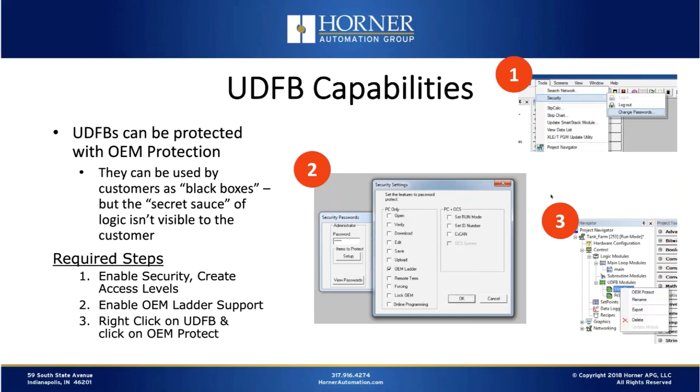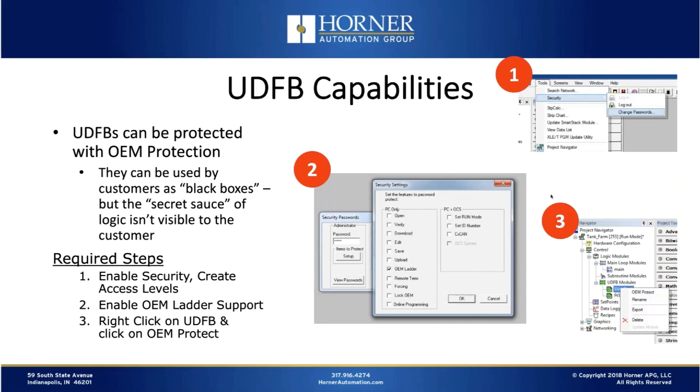So OEM protection is a feature that's been in Cscape for some time that allows you to effectively show that there's logic in your main loop that is there, but the user can't actually see the contents of that logic. Now, that approach with UDFBs allows you to provide function blocks to your users that they can use in their program with inputs and outputs, but they can't see at all any of the secret sauce that makes up the logic of the function block itself.